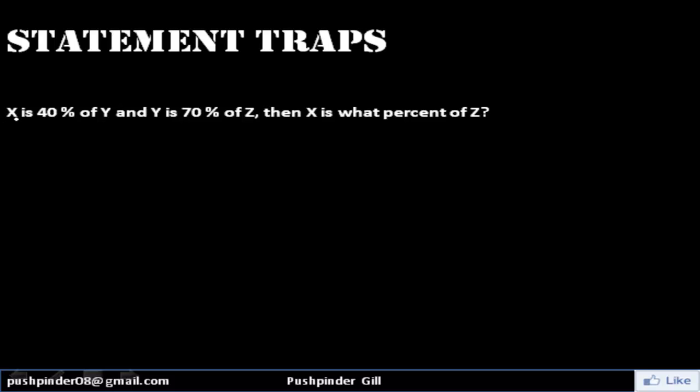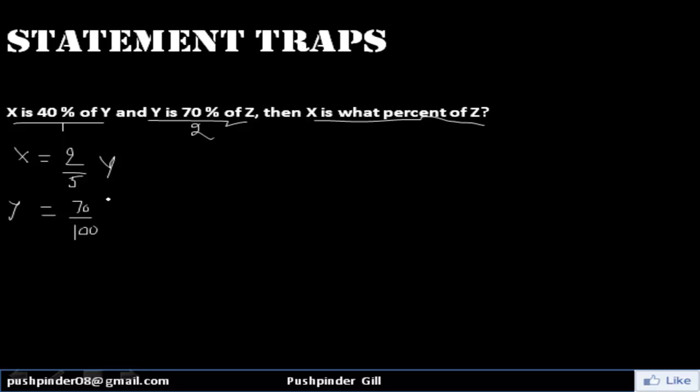So let's break it down into statements. This is my first statement, this is my second statement, and I need to calculate this one. X is 40% of Y, that means X is equal to 2 by 5 of Y, right? Similarly, Y is 70% of Z, that means Y is equal to 70 by 100 of Z. So what I need to do over here is get this Y's value over here.